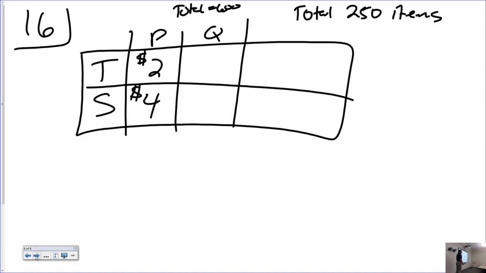Cool thing about it, folks, is it doesn't really matter. So this time, let's make the T-shirts X. I know the problem tells you to make shirts X, but let's do it the opposite way, just to show you what it looks like, okay? And so what are my shirts going to be?